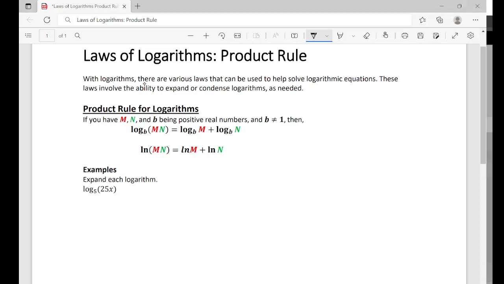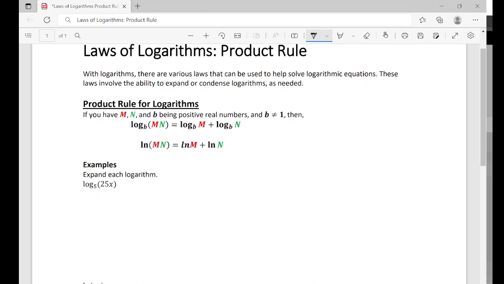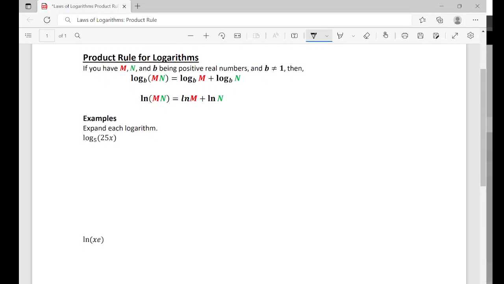With logarithms, there are various laws that can be used to help solve logarithmic equations. These laws involve the ability to expand or condense the logarithms as needed. So when you get to solving logarithmic equations, sometimes you need to expand or condense them depending on the situation given. So the first one we have for the laws is the product rule for logarithms.